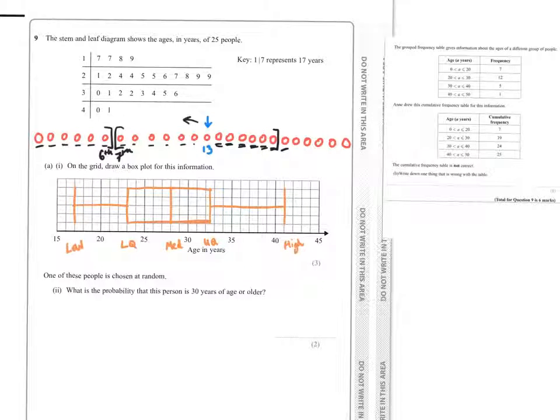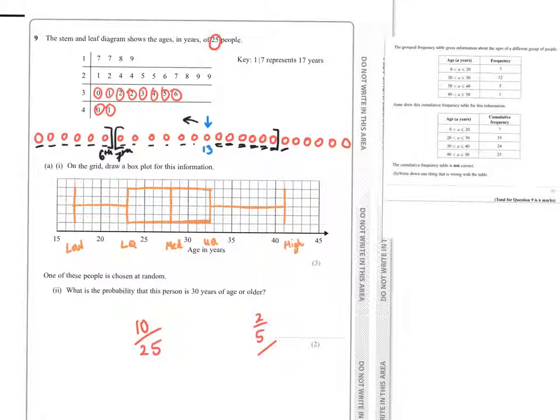It says one of these people is chosen at random. What is the probability that this person is 30 years of age or older? Well, if we look back at the stem and leaf diagram, we've got 1, 2, 3, 4, 5, 6, 7, 8, 9, 10 people out of the total of 25 that were surveyed. So you can just leave that as a fraction, so the probability will be 10/25ths, or you can cancel it down, dividing the top by 5 and the bottom by 5, so 2/5.